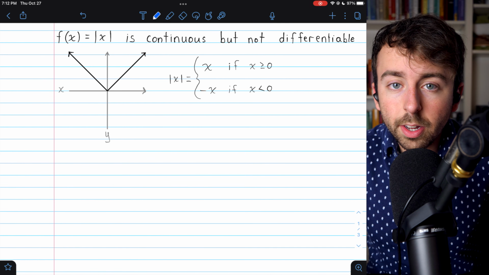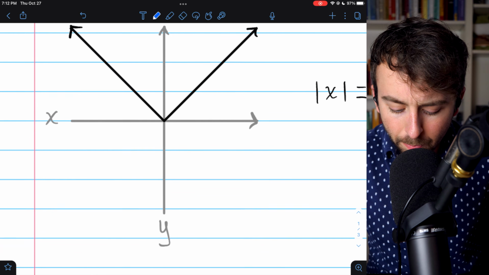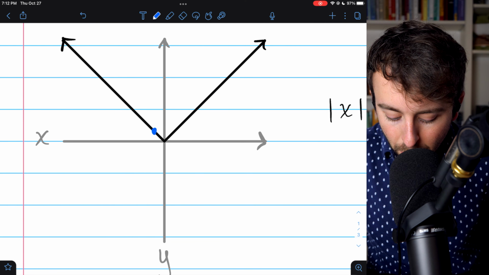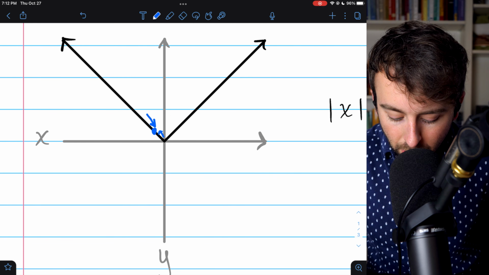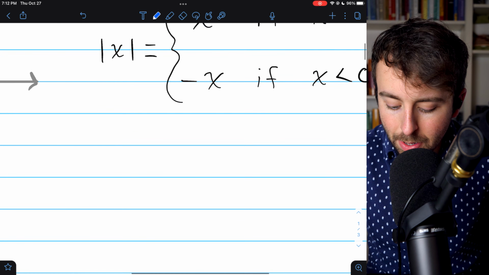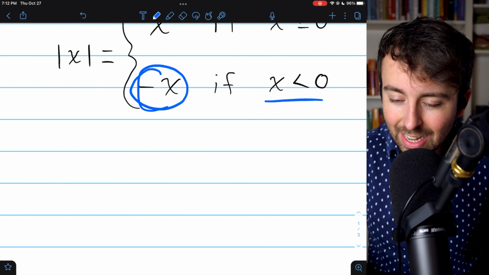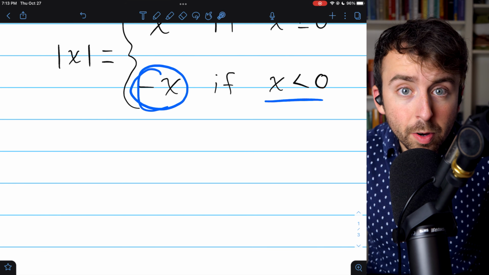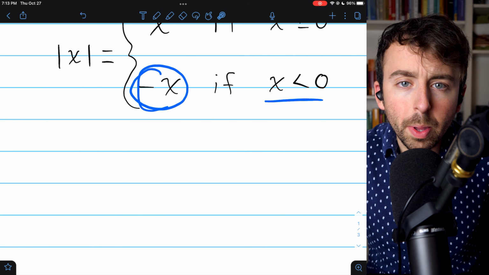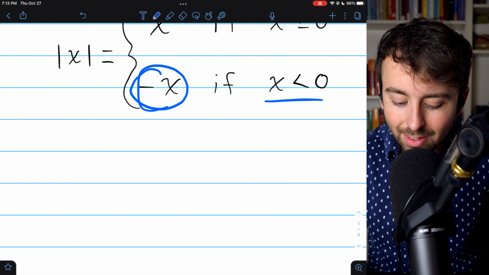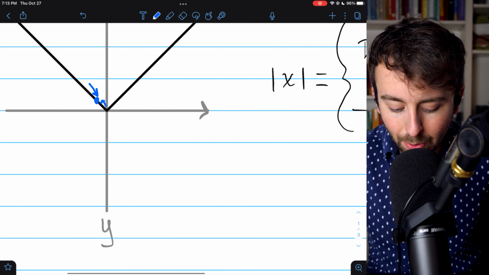So if we consider the continuity of this function at any point with an x value less than 0, that would look something like this. Here's a point to the left of 0. Then approaching from the left and approaching from the right would just have our function behaving like this. Negative x, because we're talking about where x is less than 0. And every polynomial is continuous. Negative x is just a simple polynomial. So certainly, if x is less than 0, at all those places, the absolute value function will be continuous.